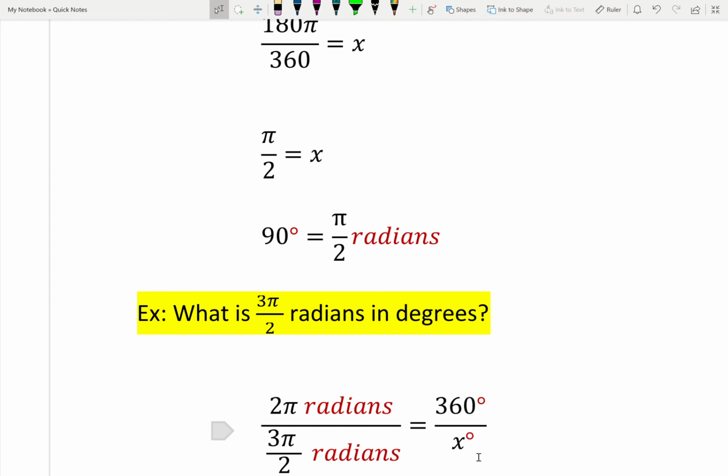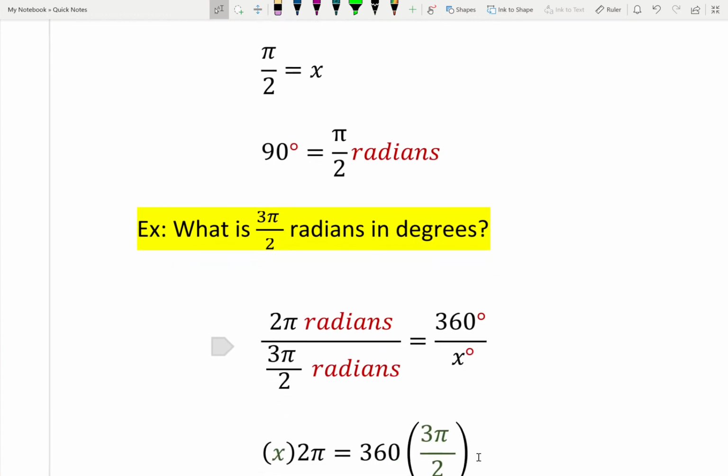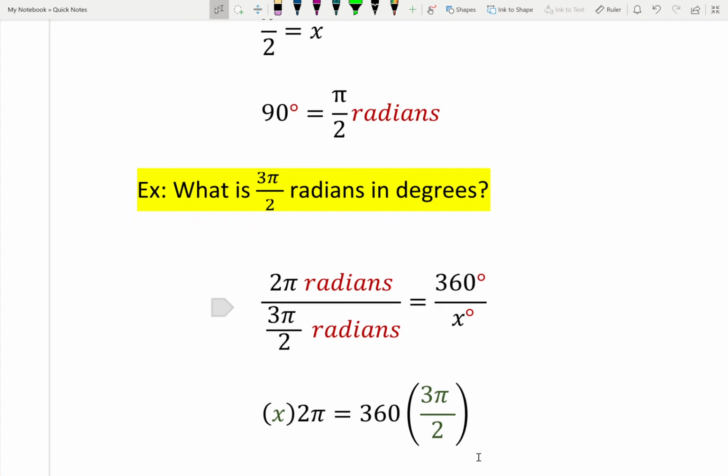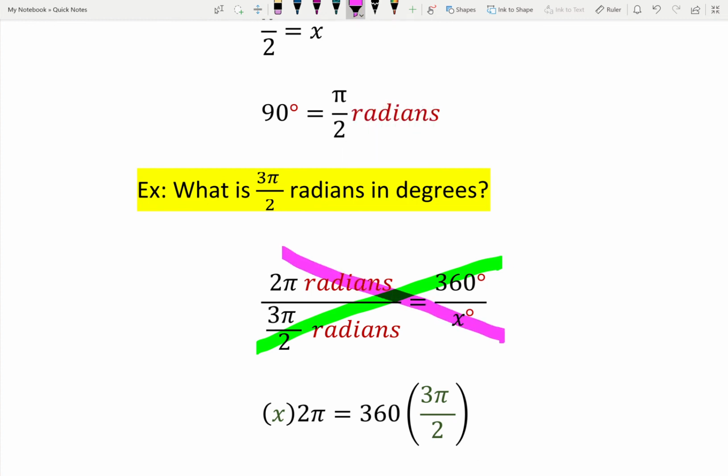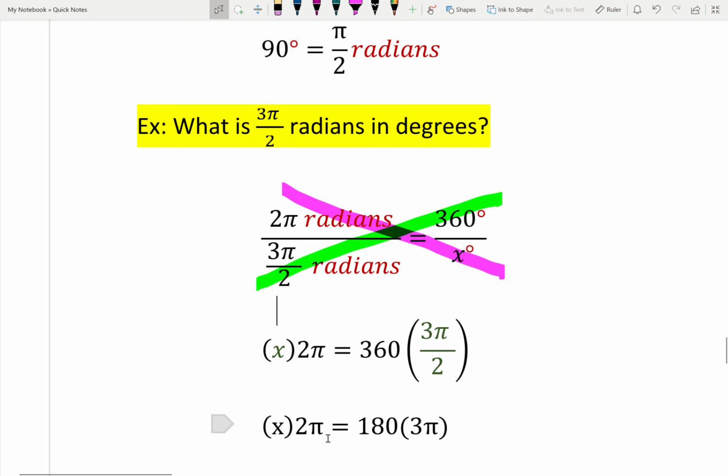Okay, so let's do the same thing. Let's cross multiply. I'm going to multiply these two together, and then I'm going to multiply these two together. Man, I'm really liking this pink and green combination. Looks so cool. Okay, so I'm left with 2 pi times x equals 360 times 3 pi divided by 2. And we're going to keep going ahead. We're going to simplify. 360 divided by 2 is 180. So I'm left with 180 times 3 pi, and nothing has happened on the left-hand side.